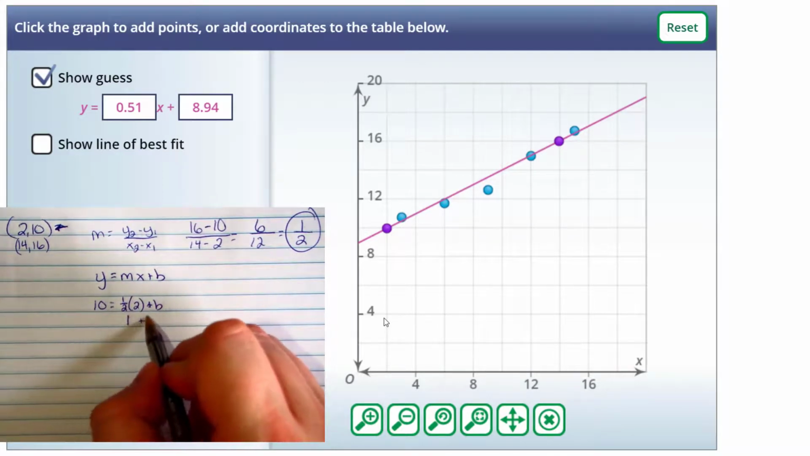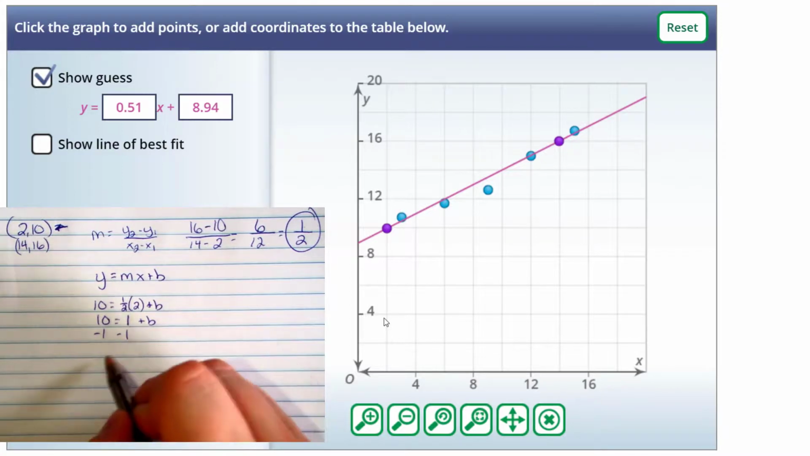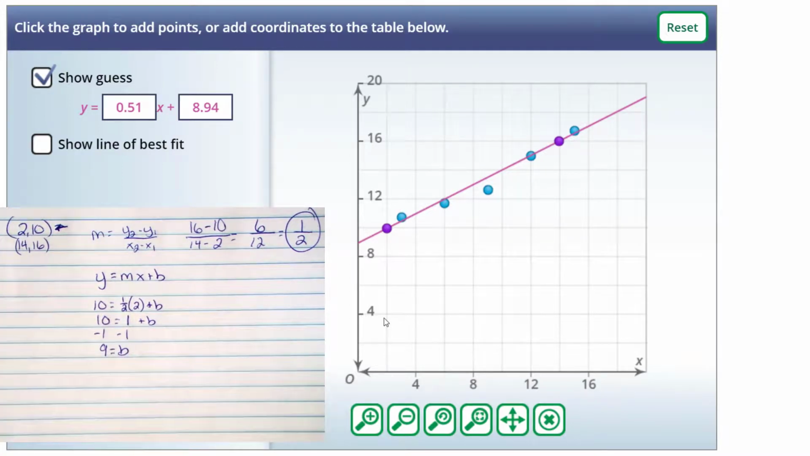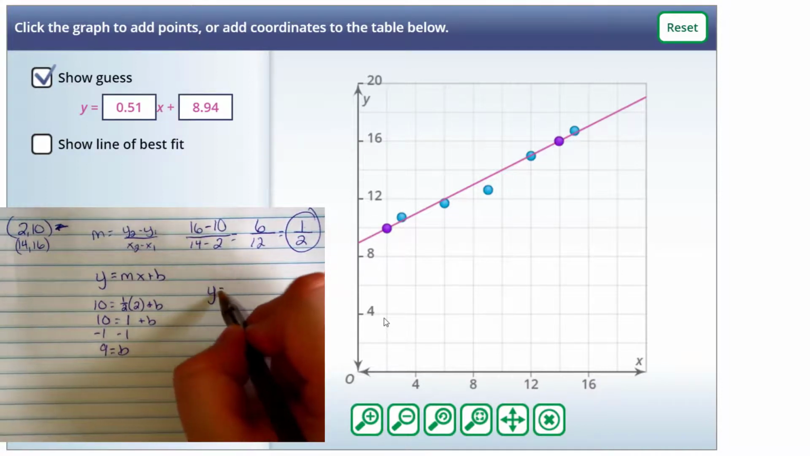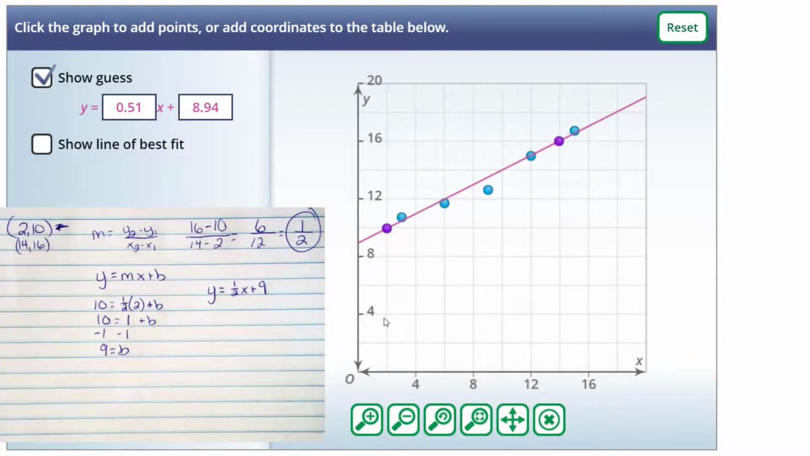1/2 times 2, that's 1. And we subtract 1 from both sides. And so now we have determined that our b value is 9. We have come up with the equation y equals 1/2 x plus 9. Now I know that the software on the screen gives you an equation that is more precise to this line given the values that it knows where these are seated. But since we're calculating this by hand, we're going to use our equation, y equals 1/2 x plus 9.